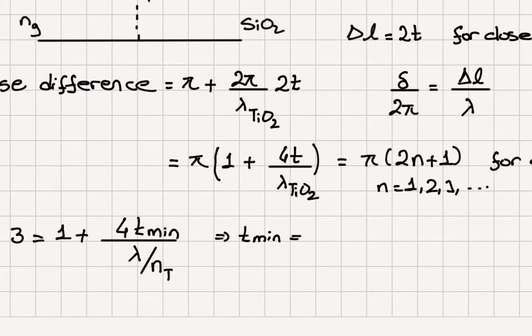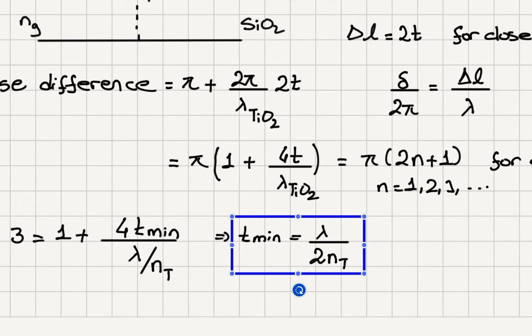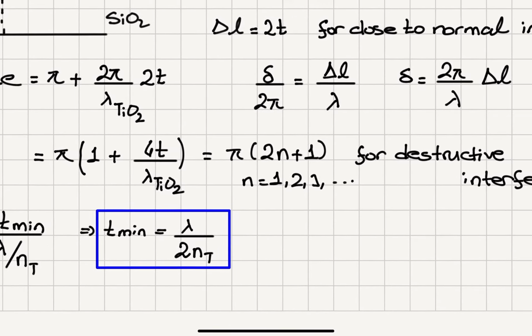So 3 minus 1 is 2. 2 will make this 4, 2. So we will have lambda over n_t is equal to 2t. So lambda over 2n_t is equal to t. So it will be lambda divided by 2 times the index of refraction of the titanium oxide layer.